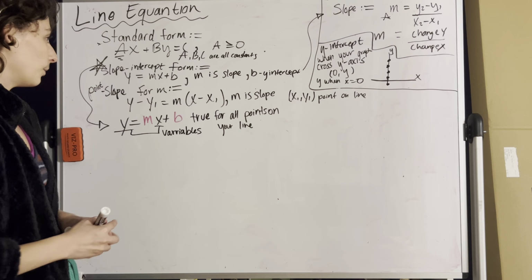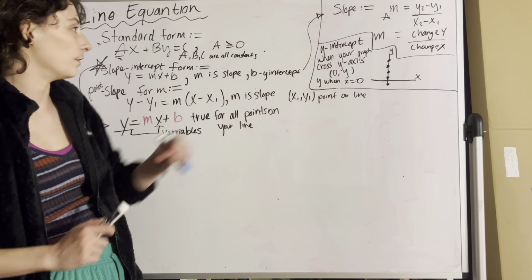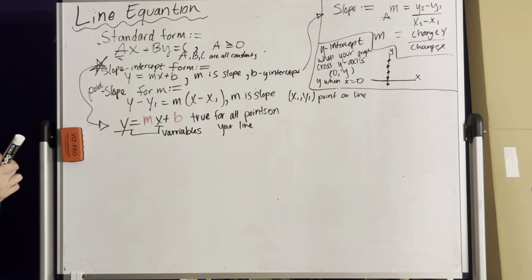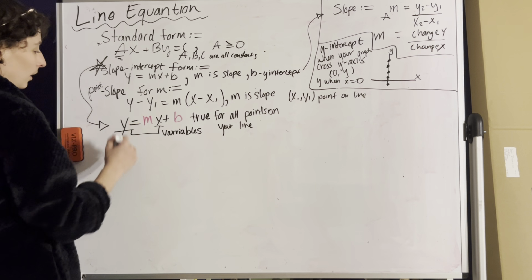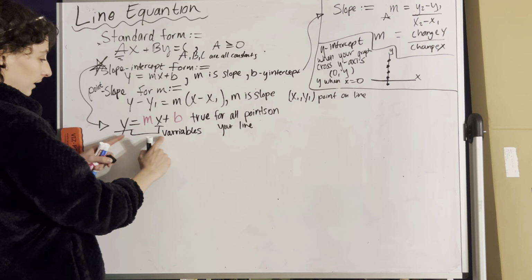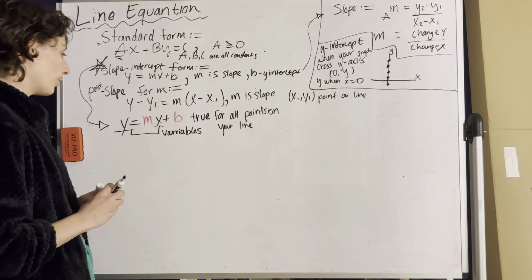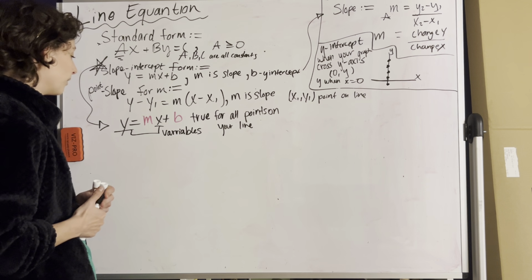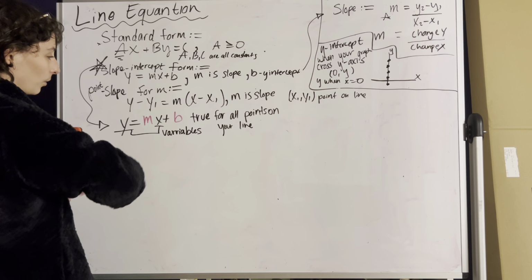And then again, m is our slope and b is our y-intercept. Whenever we're trying to write an equation for a line in this form, x and y stay the same, they're variables, just placeholders. What we have to do is figure out what the slope is, and figure out what the y-intercept is.